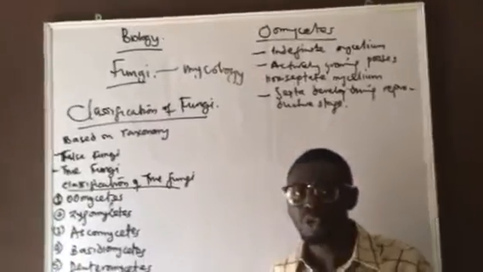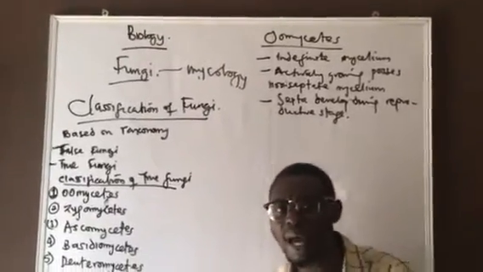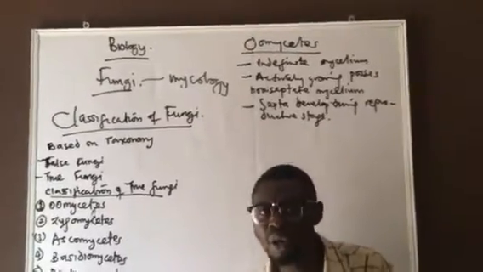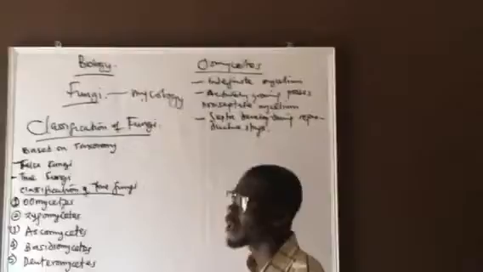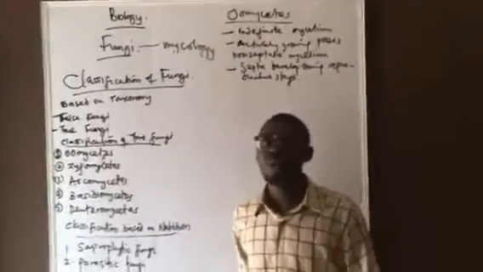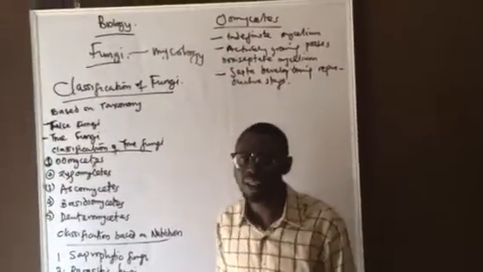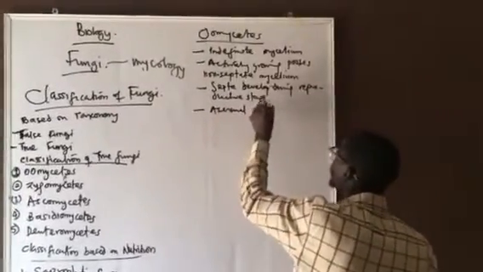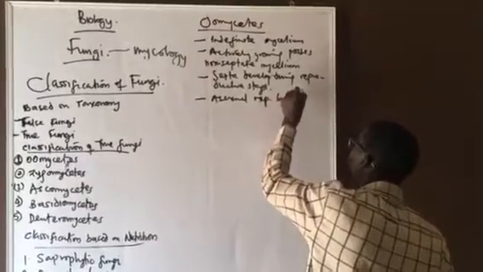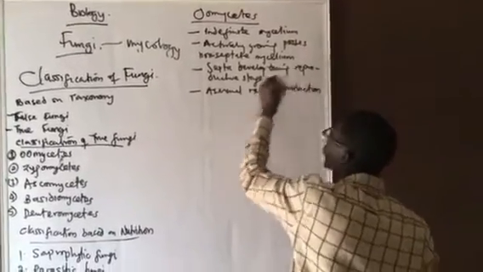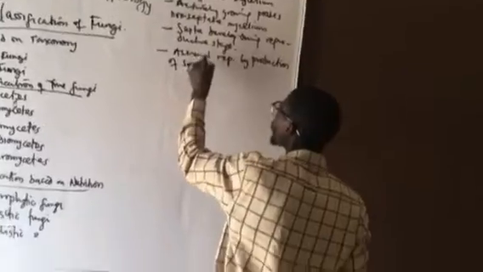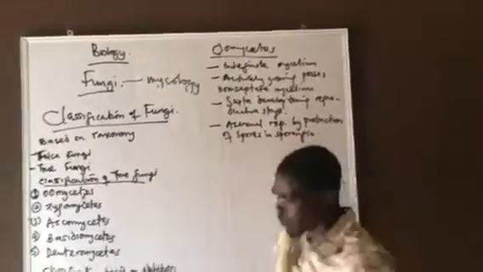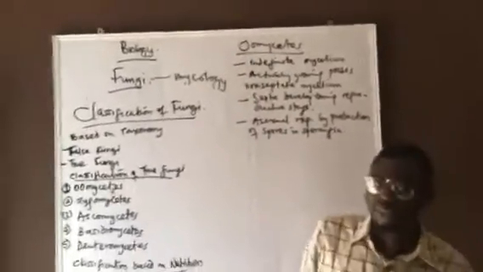Then, Oomycetes also carry out sexual and asexual reproduction. They carry out asexual reproduction by production of spores in the sporangia. So they produce spores in the sporangia. That's how they carry out their asexual means.